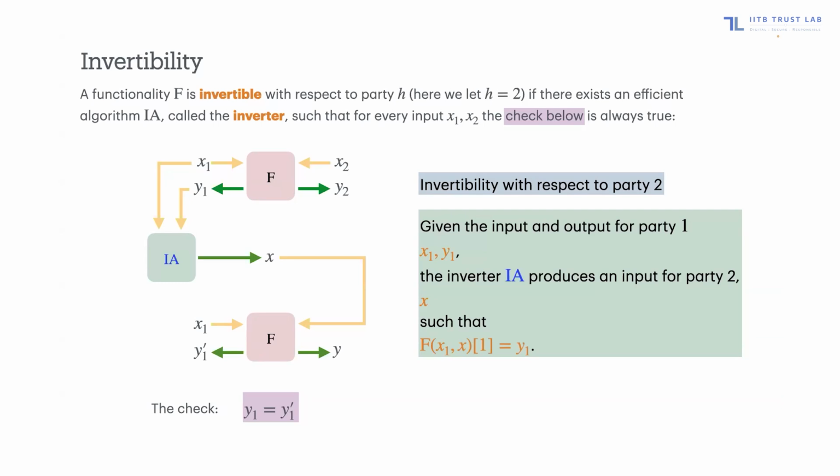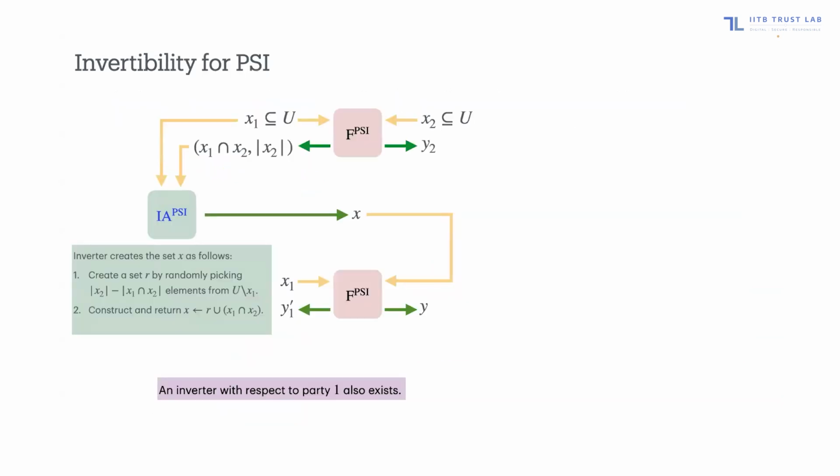So this is similar to what we would see in a pre-image game, just that here we have a functionality with 2 inputs and 2 outputs. So we have pre-image testing with respect to one party. And while it seems that this is a very strict condition on any functionality, we have seen that functionalities that are used in practice are invertible. Specifically, we create inverters for PSI and some of its friends.